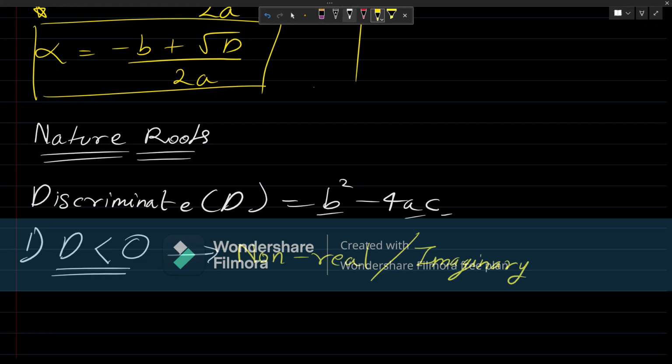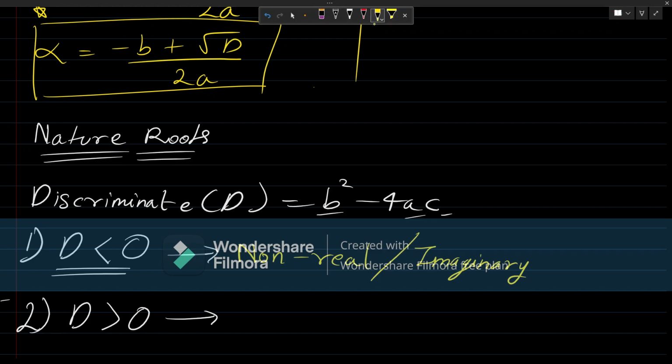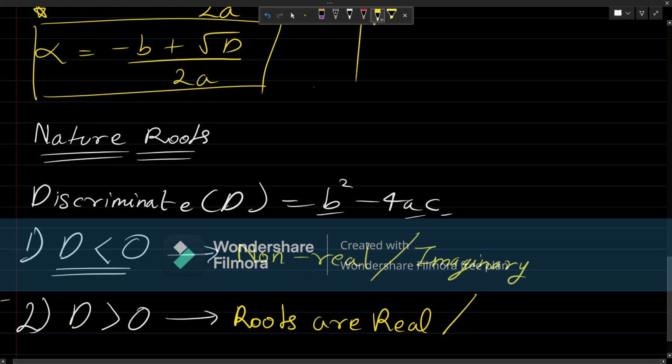Now the second: what if D is greater than 0? Then you can say the roots are real and distinct. That means they are distinct, they are not the same.